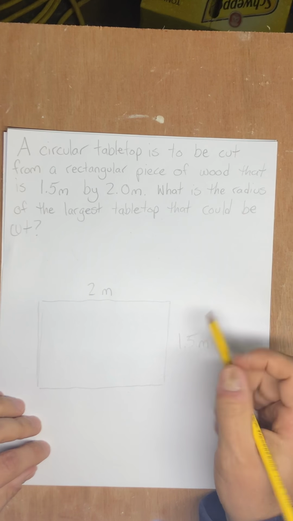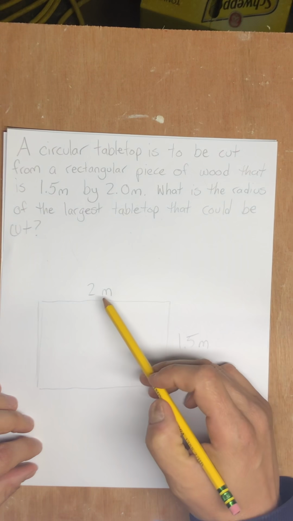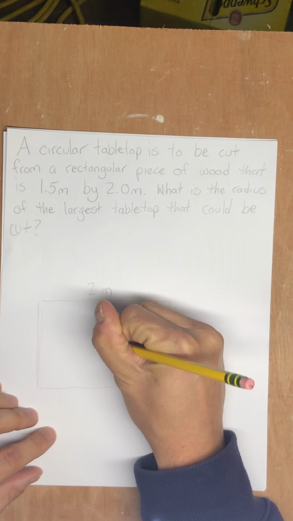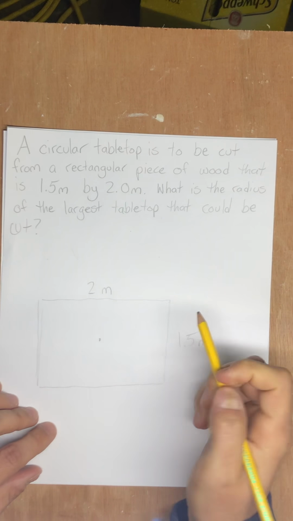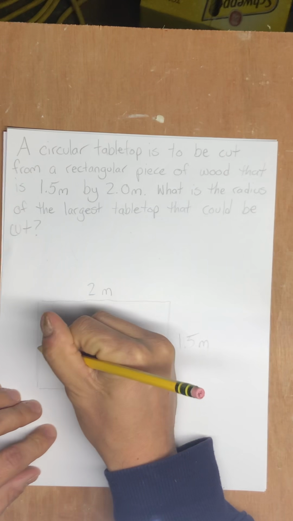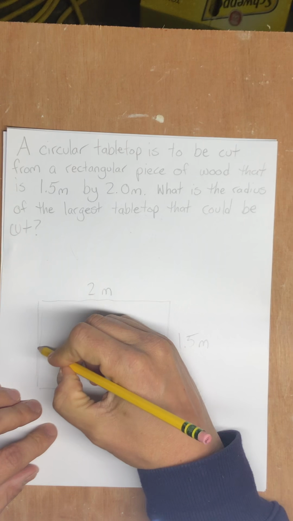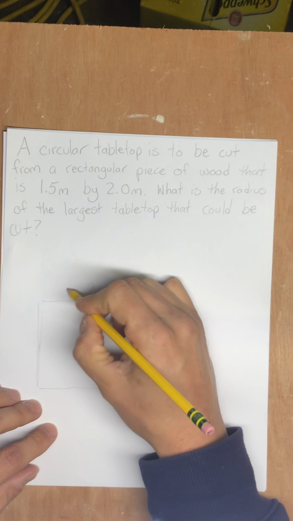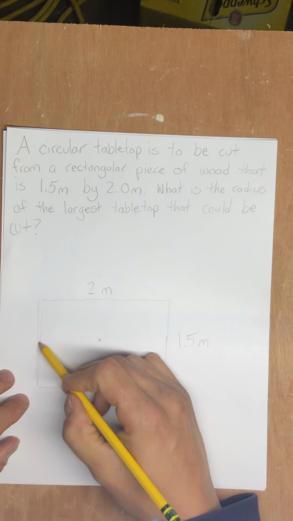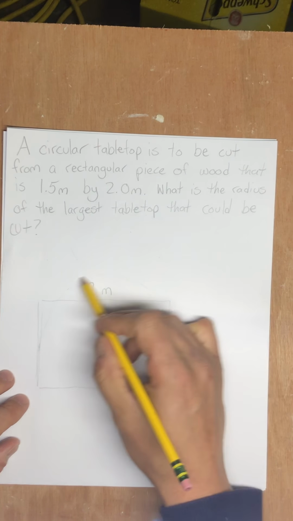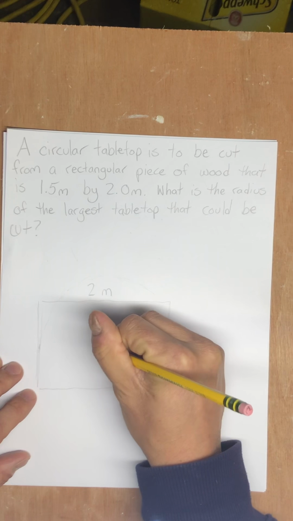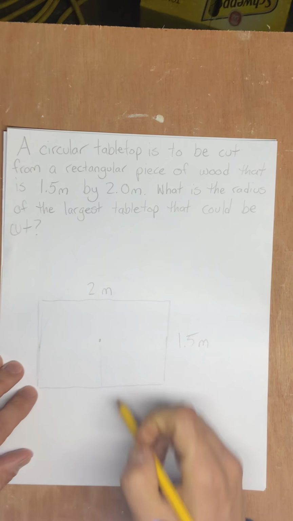Well, we might think, well, I want to make it the biggest that I can, so I want to cut it 2 meters wide. So I'm going to cut it to be that 2 meters wide and make it as big as I can. So I'm going to start cutting here to make it as big as I can. But if I do that, what's going to happen? It's a circle. Well, I'm going to run out of space when I cut out up here, right? I don't have enough wood to cut out that 2 meters wide.